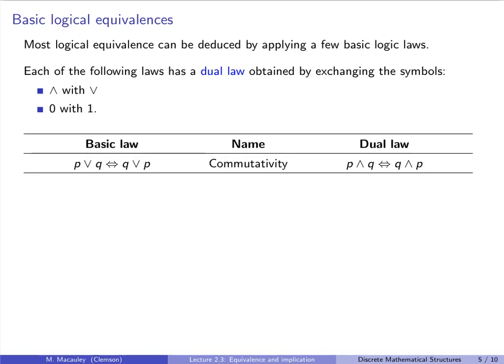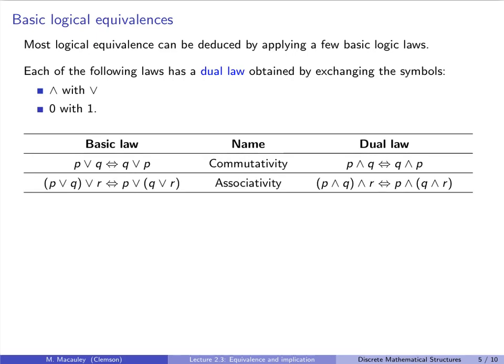We'll start with a law that we refer to as commutativity, which just means order doesn't matter. So one version of this says that P or Q is equivalent to Q or P. I don't think I need to convince you why these have the same truth tables. And the so-called dual law is obtained by replacing these OR symbols with AND symbols to get that P and Q is equivalent to Q and P.